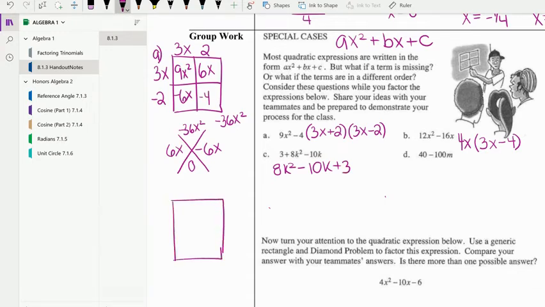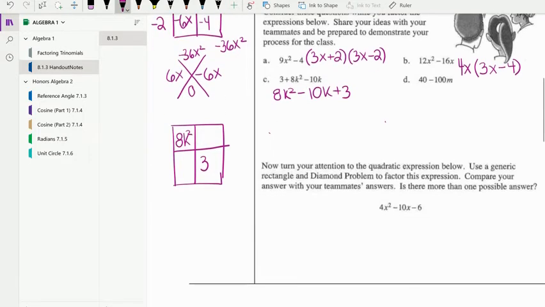And now it looks like all that was wrong with this trinomial was that it was actually just out of order. So 8k squared goes in the first box, 3 goes in the last box. So at the top, we would have 24k squared because that's the product of the diagonal, and the bottom would be negative 10k, because that is our middle term.